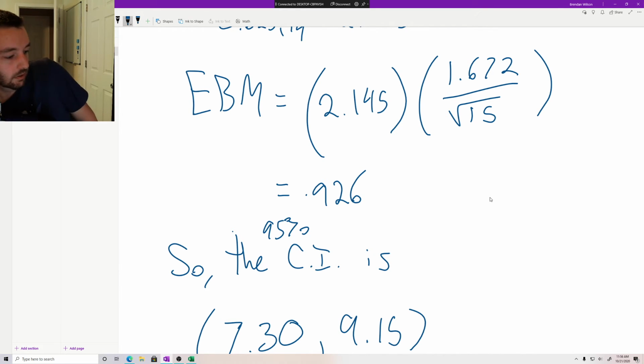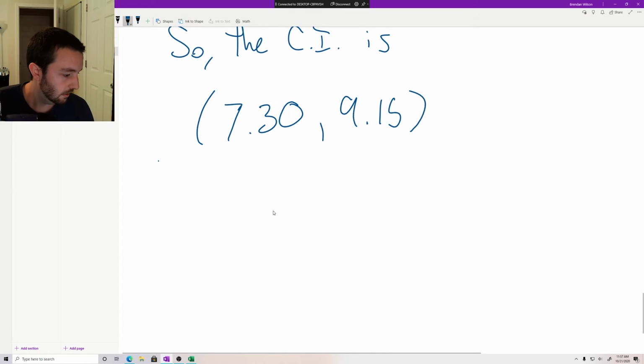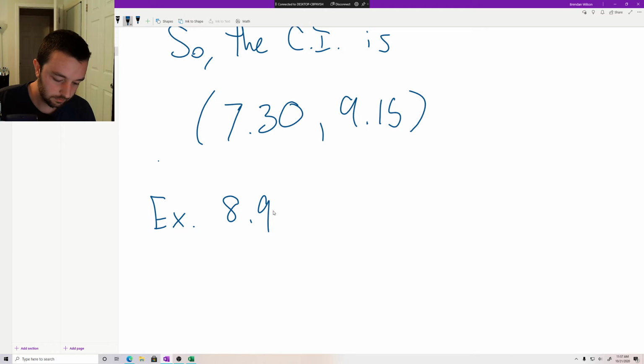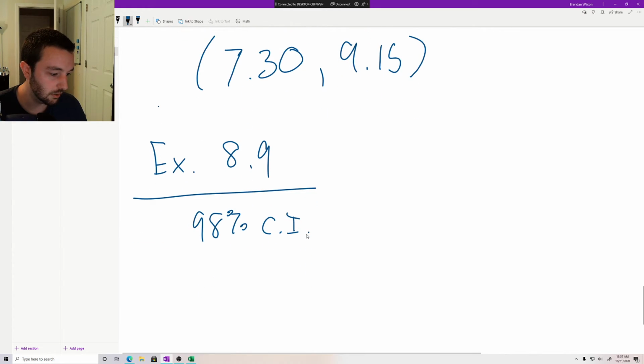Okay, let's do one more example here. Let's do example 8.9. Okay. So this one says a random sample of statistics students were asked to estimate the total number of hours they spend watching television in an average week. The responses are recorded in this table. Use the sample data to construct a 98% confidence interval for the mean number of hours statistics students spend watching television in 1 week.